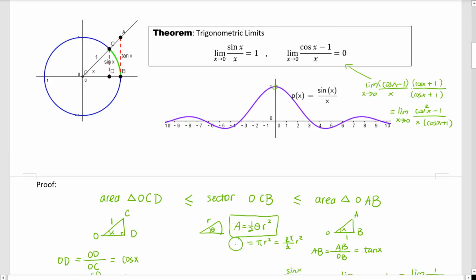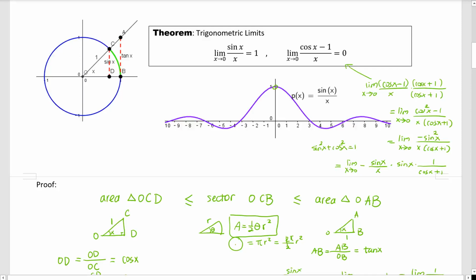What's cosine squared minus 1? Well, if you can remember, sine squared plus cosine squared equals 1. So that's why cosine squared minus 1 is negative sine squared. Okay, now what do we do next? I'm going to split it. I want to put sine x aside and match it with the x. I want to put them together. And then I still have the sine x and I have the cosine x plus 1. So this is how I split it.